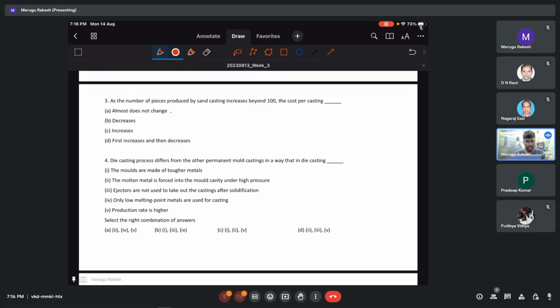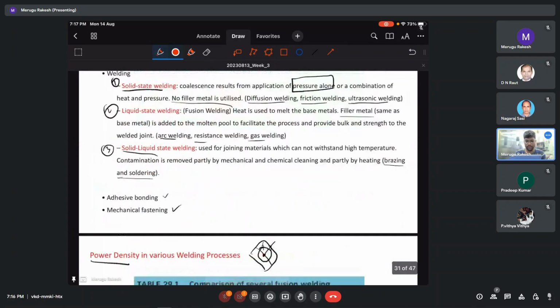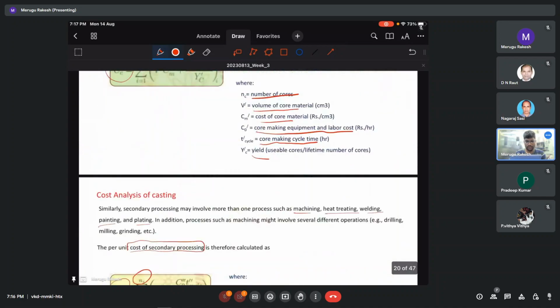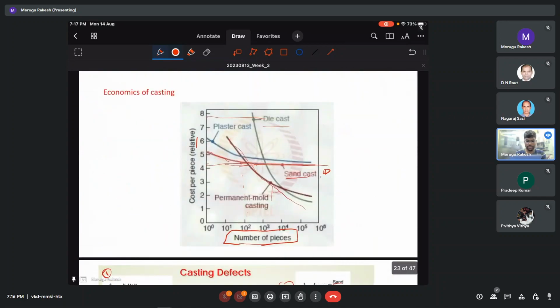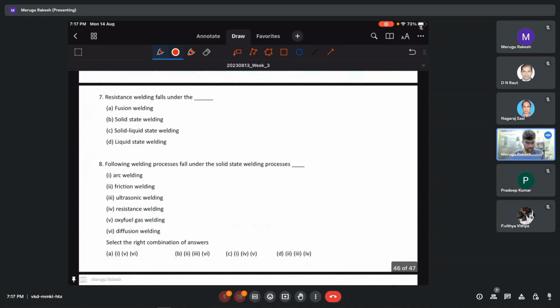Okay. We'll see. Question number three: as the number of pieces produced by sand casting increases beyond 100, the cost per casting decreases. Yeah, that is the correct option. I've explained this in the economics of casting. As you can see, the slope of sand casting is constant after a certain number of pieces.